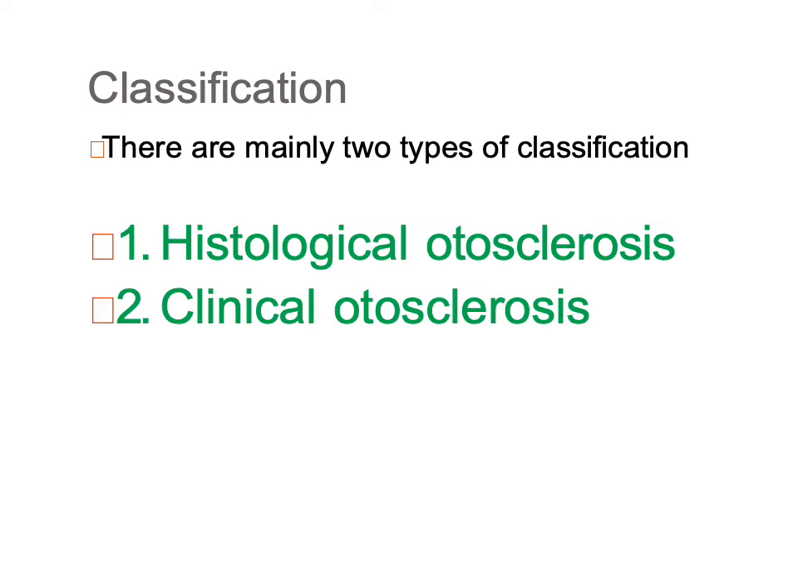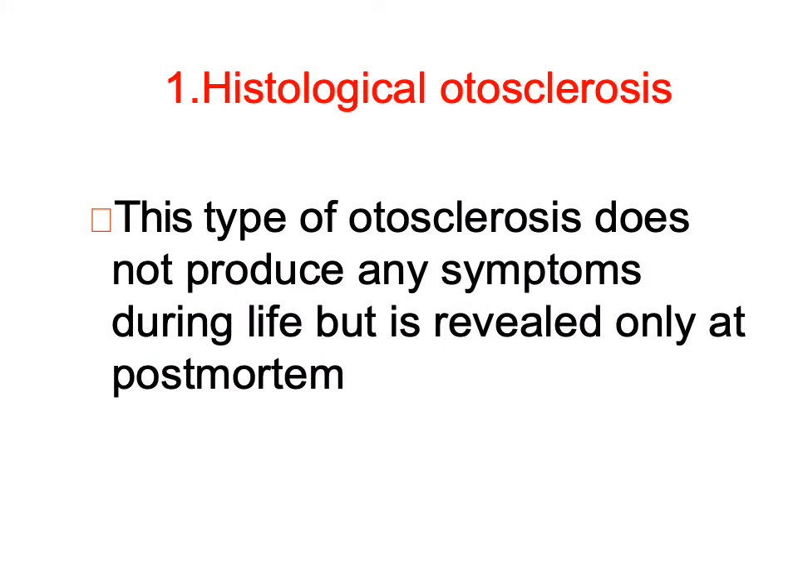Now, classification. There are mainly two types of otosclerosis: histological otosclerosis and clinical otosclerosis. Histological otosclerosis does not produce any symptoms during life, but it is usually revealed only at post-mortem, that is, when a person dies. If you take a biopsy of the ear and check what is there, you will find that he had otosclerosis.